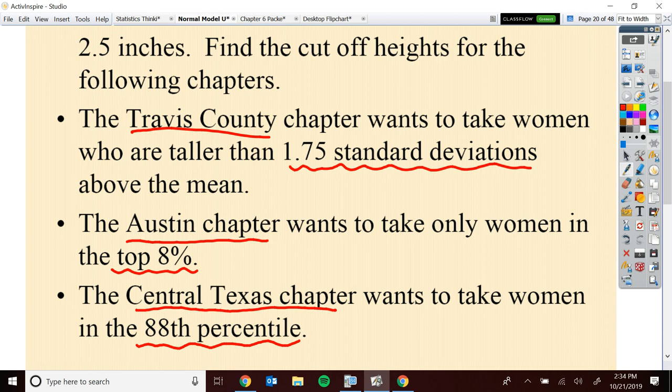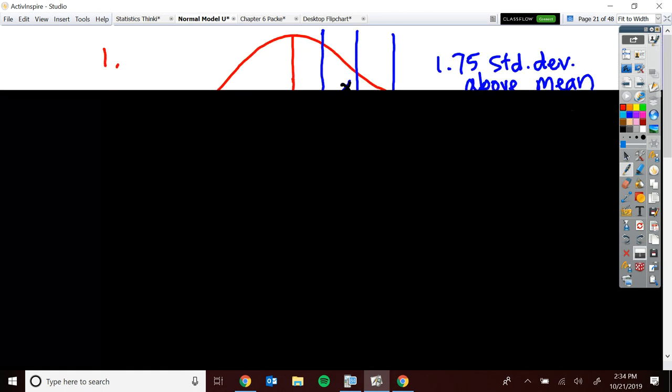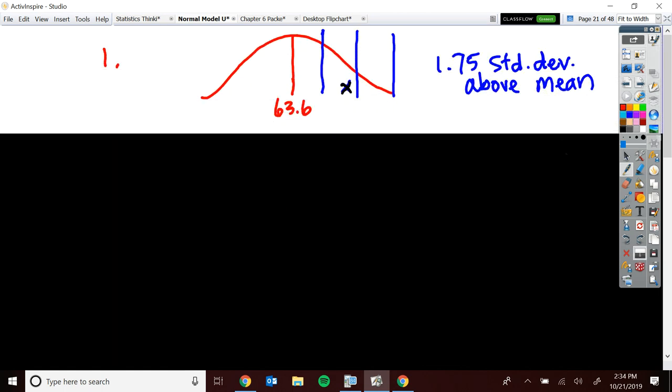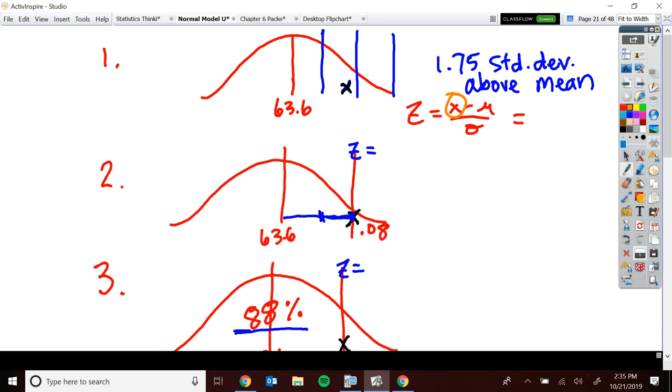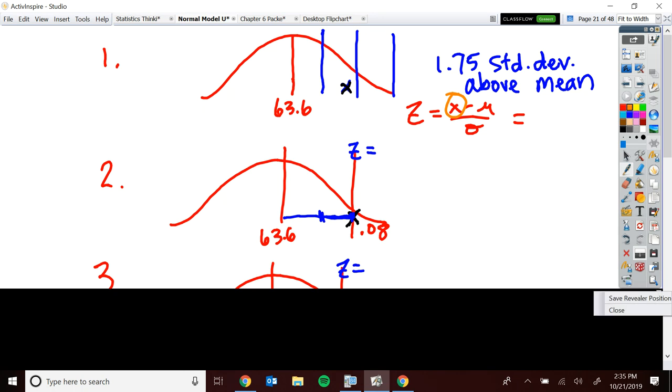So I will give you a little hint on some of these. If you have to be 1.75 standard deviations above the mean, really, what is that saying? That 1.75 is the value of what? Good, that's your z-score. So you say, okay, z is 1.75, so then you can set up your little formula and solve for the height, the x value. That's your context, okay? So I'm going to let you go through that, and I'll let you look at these hints as you're working.